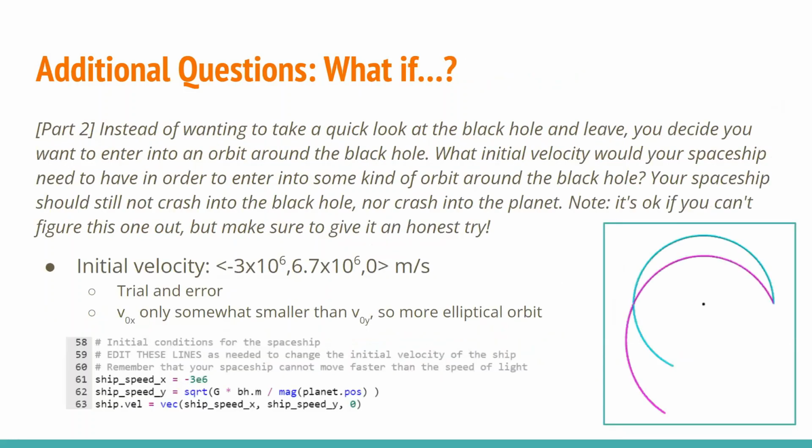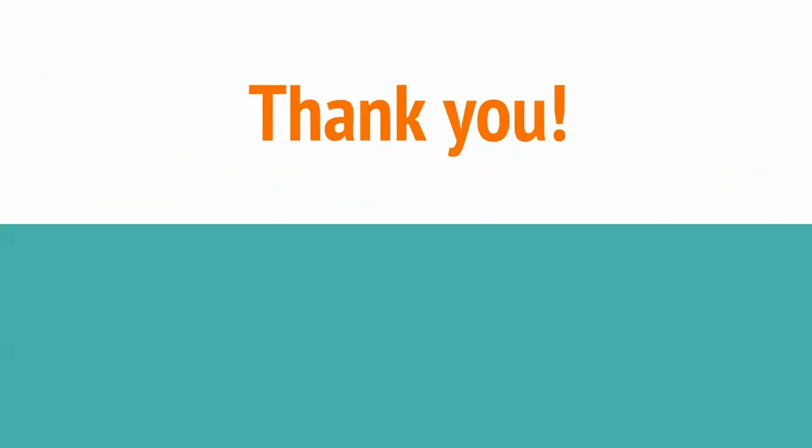To create an orbital motion of the spaceship, I came up with the initial velocity of -3 times 10 to the 6, 6.7 times 10 to the 6, and 0 meters per second through trial and error. The x component is somewhat smaller than the y component and it goes in the negative direction, so this caused a more elliptical motion, yet it is much more round than my initial trajectory. The code below shows how I included this velocity, and for the y component, I used the same code used to generate the planet's initial speed.